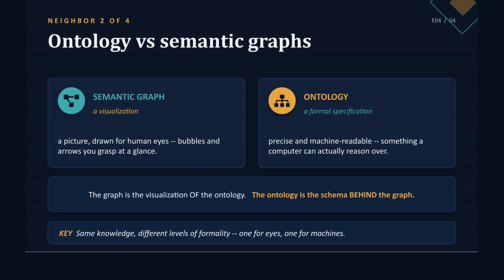Put it simply. The graph is the visualization of the ontology. The ontology is the schema behind the graph. One is for your eyes. The other is for the machine. They very often describe the exact same knowledge, but they live at completely different levels of formality, and you should never mistake one for the other.